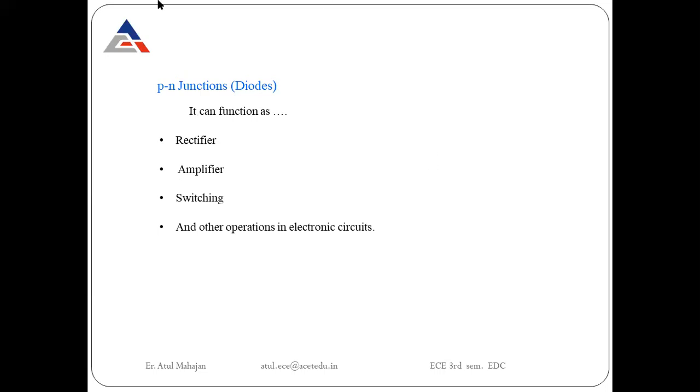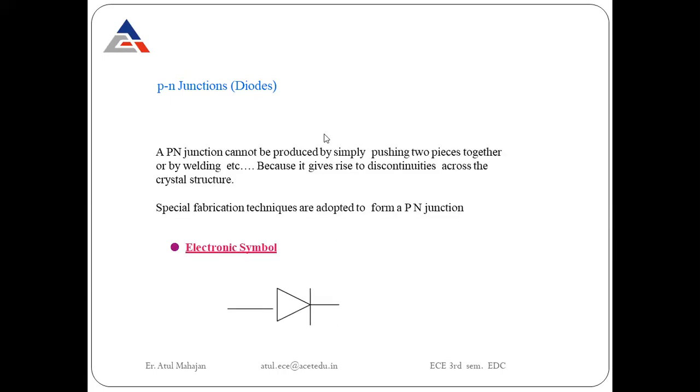So what is a PN junction diode? Basically, it can function as a rectifier, an amplifier, a switch, and perform other operations in electronic circuits. The PN junction diode can be produced by simply pushing two pieces together or by welding, although that can give rise to discontinuities across the crystal structure.